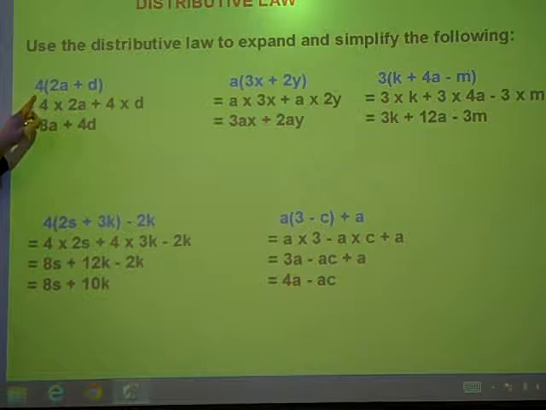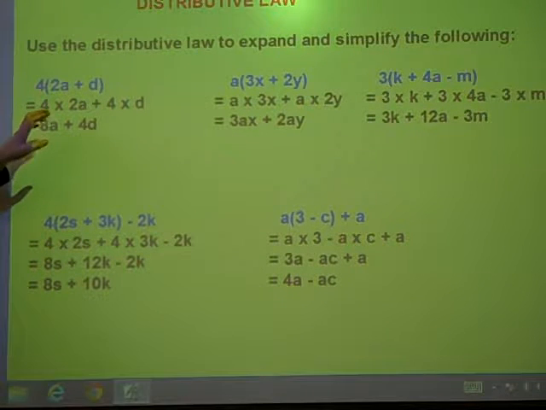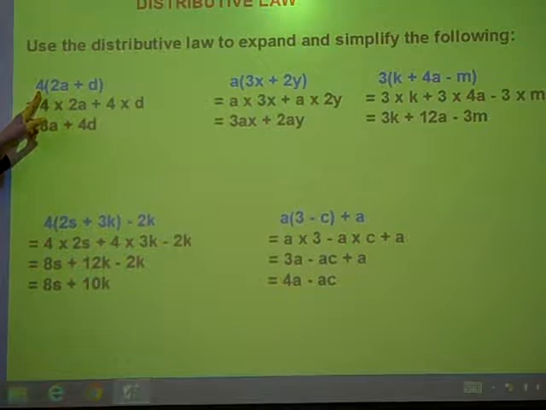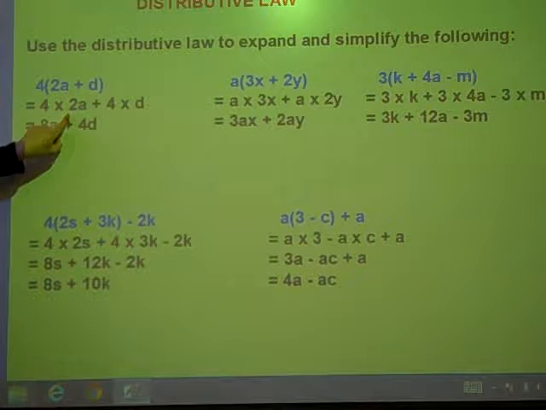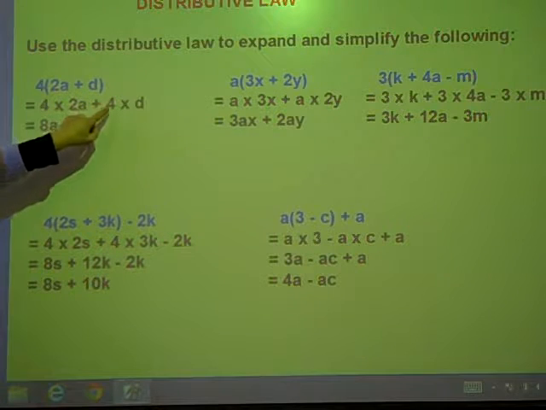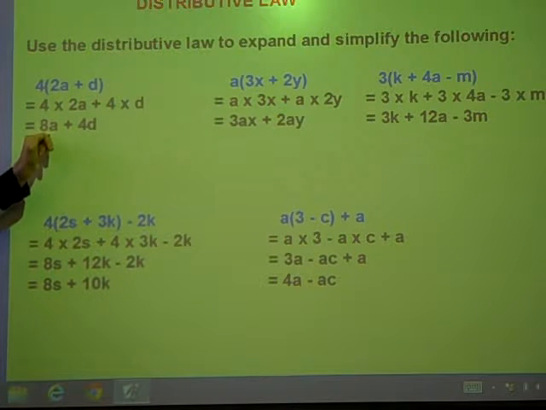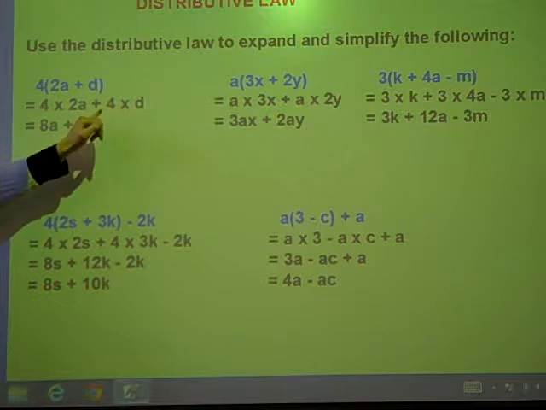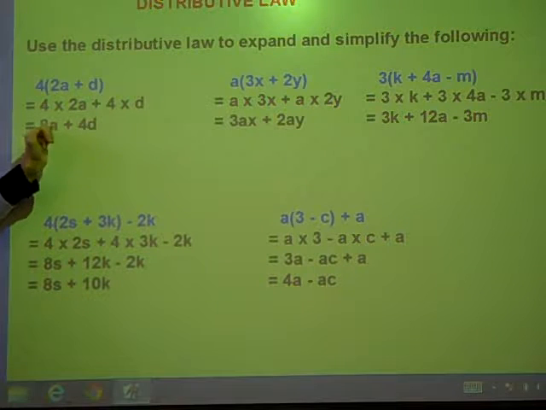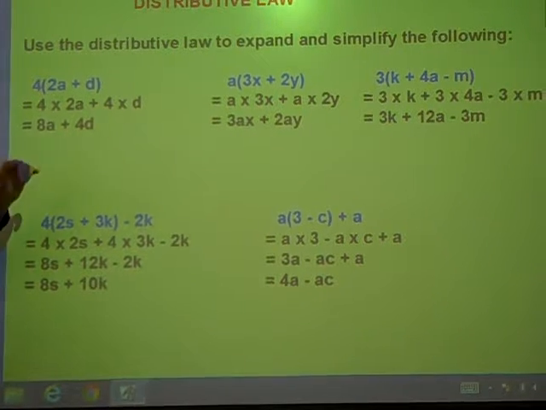Alright, so let's look at the first question. It says 4 bracket 2A plus D. What does distributive law mean? It means multiplying whatever's outside by everything that's inside. So I have to go 4 lots of 2A first, then 4 lots of D second. So 4 times 2A gives me 8A, 4 times D gives me 4D. Can I add those 2 terms together? No, I can't because they're not like terms. One is an A, one is a D.